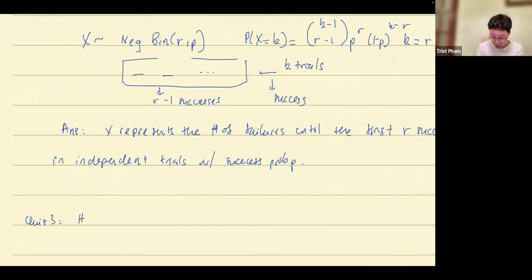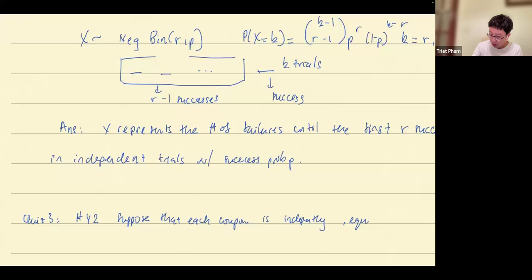So this is question number 42, which I believe is on your homework. Suppose that each coupon is, same as the other coupon problem, independently and equally likely to be any of the M types. So instead of r, you use the letter M.